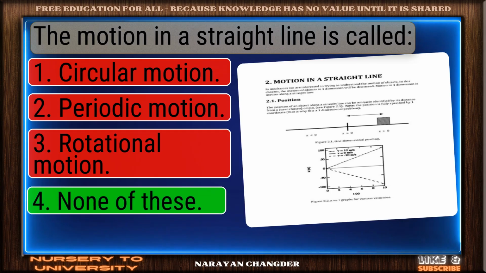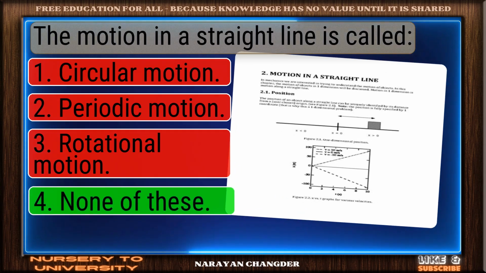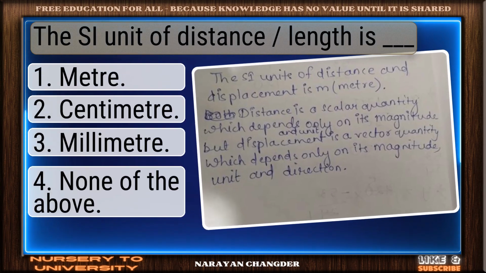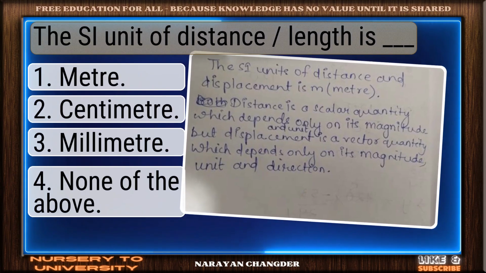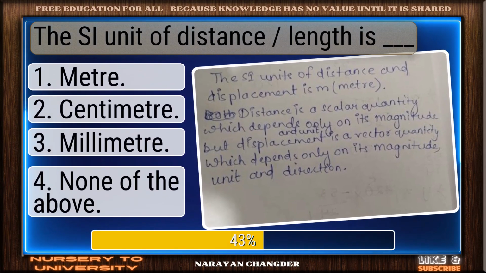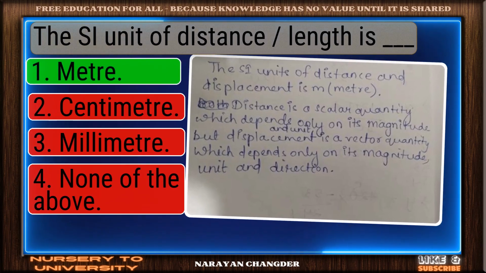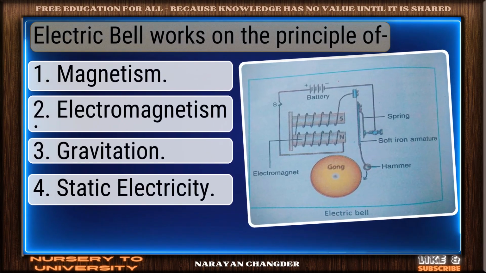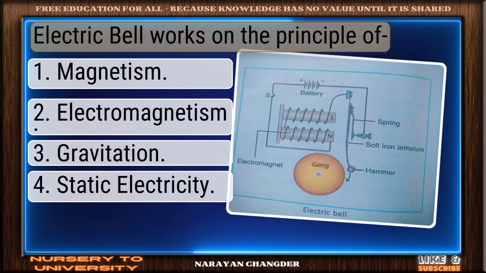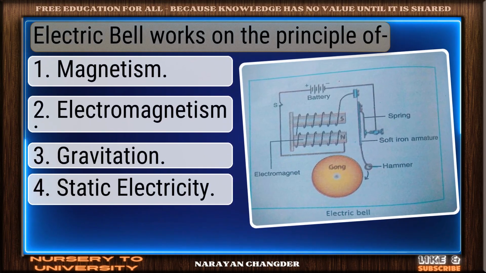Nice work. You chose none of these and it is correct. Question number 94. The SI unit of distance length is dash. Strong choice. Meter is the right answer. Question number 95. Electric bell works on the principle of?